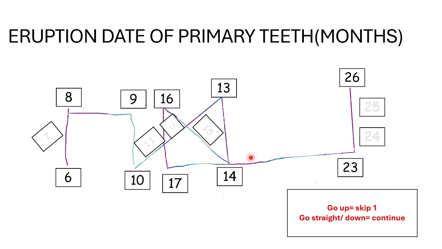And here, since he has already followed a long path, he has to invest more energy while going up, so instead of skipping just one number, we skip two digits. So we skip 24, we skip 25, and we come to 26. So I hope this makes it clear for the eruption date of primary teeth, and all of these are in months.